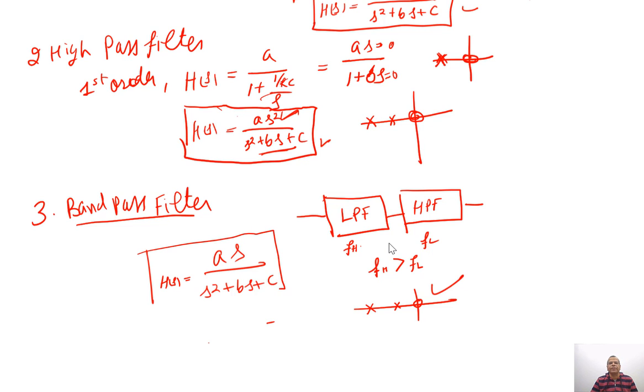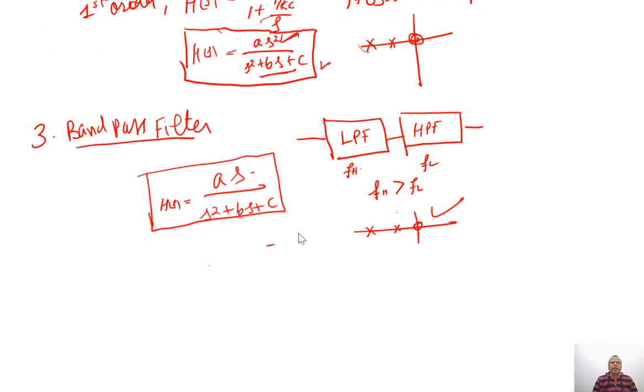I repeat, a second order low pass has only two poles located in left half of S plane, there is no 0. Second order high pass has two zeros at origin and two poles in left half of S plane. And your band pass has 1 0 at origin and two poles in left half of S plane. That's what I am trying to say.